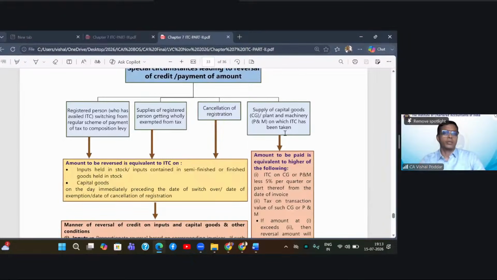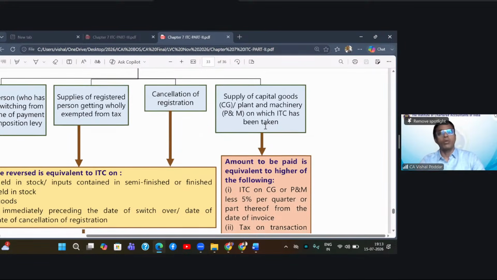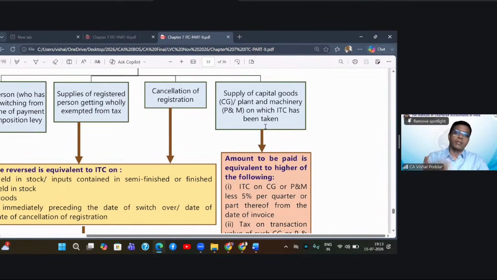Now coming to another situation which will again require reversal of ITC, that is, you have any capital goods or even plant and machinery on which you had taken ITC and you are using these capital goods or plant and machinery. Now you want to supply it. Supply means you want to sell it. What do you mean by this? Is that the capital goods have become old and you no more need the capital goods. So what you will do is you will sell it.